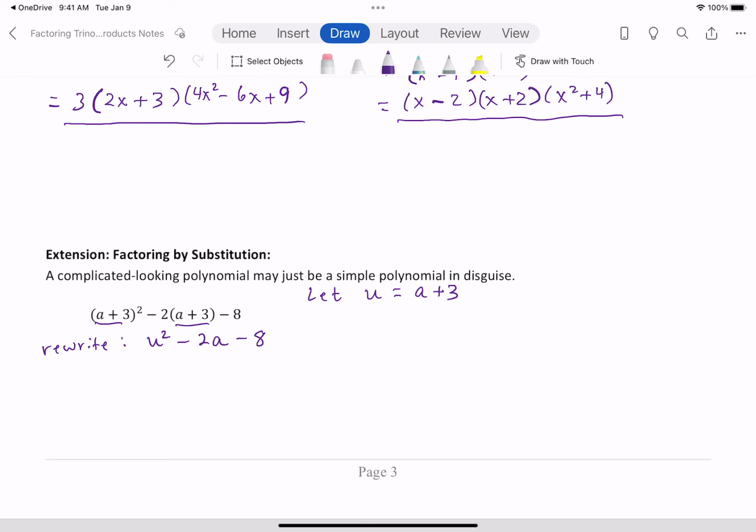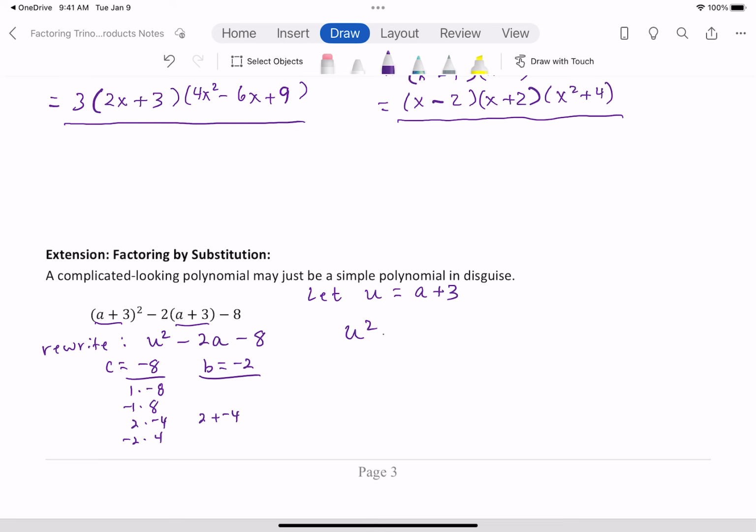I don't have a GCF other than 1. My a is equal to 1. So I can determine that c is negative 8. I can list those factors. And then we determine which set will give me b equals negative 2. And that's going to be the 2 plus negative 4. So this is the one where we can just use the factors.